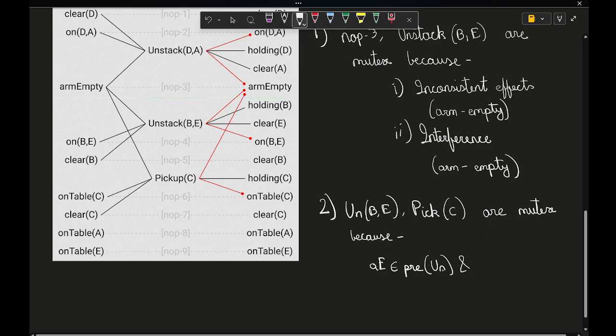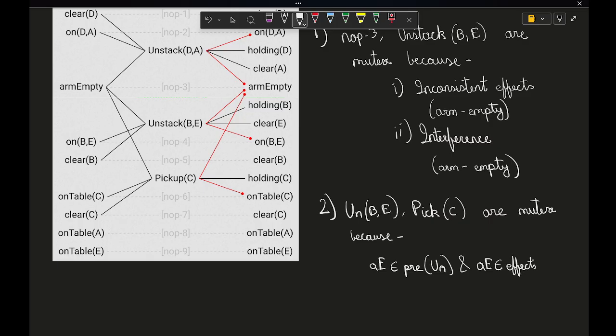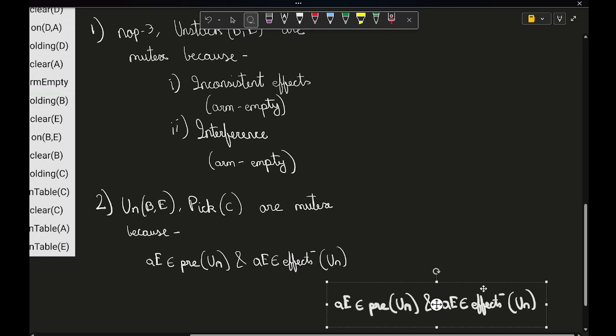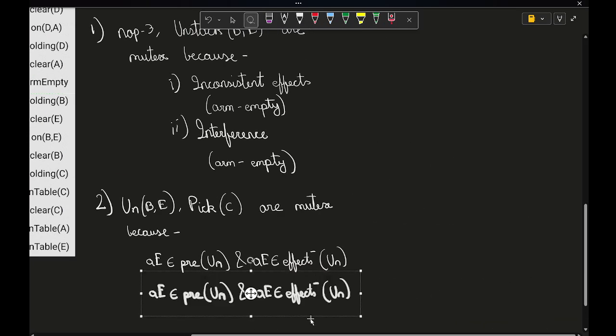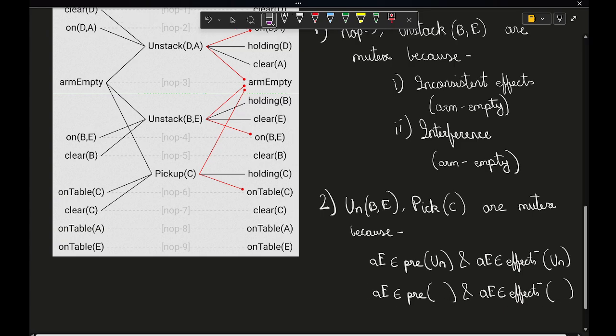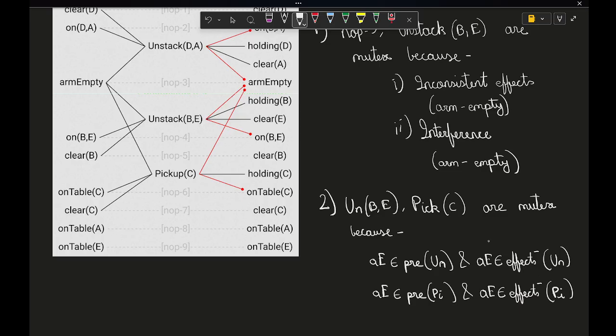Because of unstack, I'm just using "un" for that, and arm empty belongs to the positive effect, negative effects of unstack. And at the same time, this is happening for pickup as well, that it belongs to the same preconditions and negative effects of pickup as well. Pickup. Okay, so based upon the fourth condition.